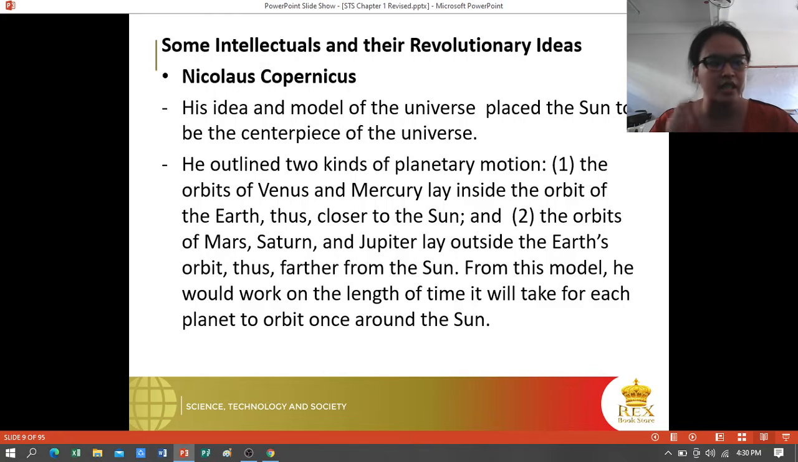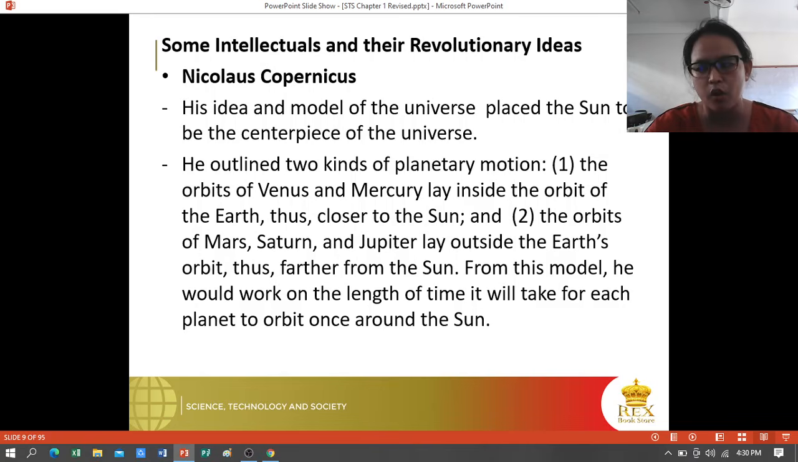Nicolaus Copernicus was born on February 19, 1473. It means he was born in the 15th century. He was born in Torun, Poland. He was a mathematician and astronomer who proposed that the sun was stationary in the center of the universe and the earth revolved around it, called the heliocentric model. Helios means sun and centric means center.